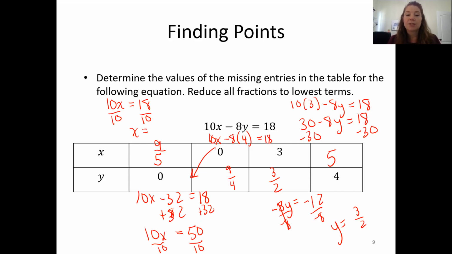50 minus 32. Yep, that's right. Okie dokie. And that was the end of 3.1. I hope that wasn't too difficult for you.